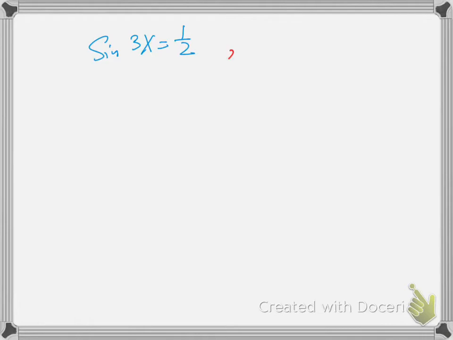Suppose there's a new alpha, the angle is 3x. Or you can use theta, it's the same thing. Then we know sine of alpha is 1 over 2. So we find angle alpha first and then divide by 3, and you get angle x.